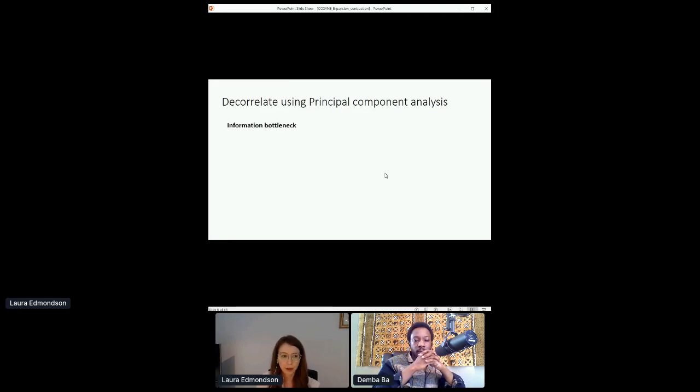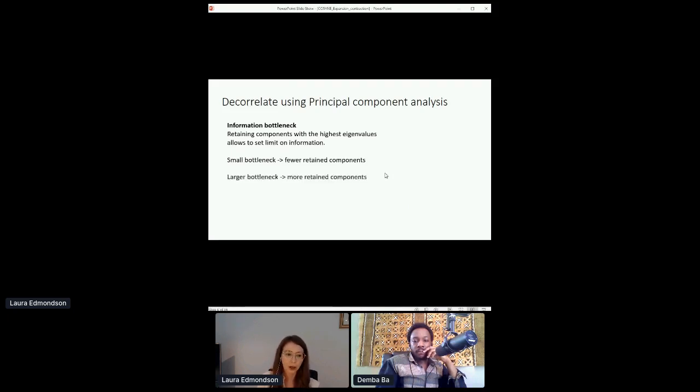So the way we model our information bottleneck using this is by simply retaining fewer components. So we retain the components with the highest eigenvalues, and this allows us to set a limit on the amount of total information. So if we have a very small bottleneck, we're going to retain fewer components. And when we have a large bottleneck, we're going to retain more of the components.